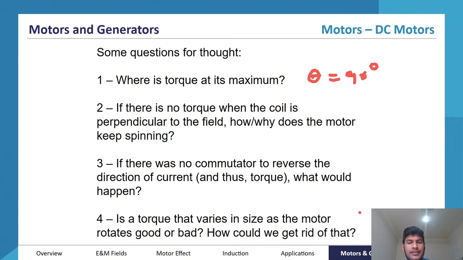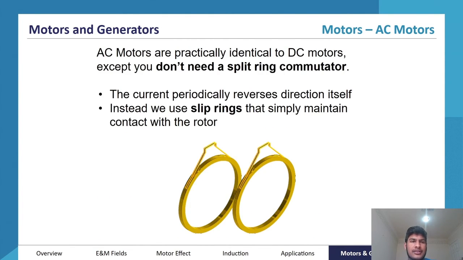So is the torque that varies in size as the motor rotates good or bad, and how do we get rid of that? I'll let you guys think about that. Is it good or bad? Well, if we want to maintain a constant torque or a certain acceleration, we want to try and get a constant torque. How do we get rid of that? Well, we're going to have to think about how we could position the magnetic field in such a way as to maintain a constant torque. Now, that is a bit beyond the syllabus as such, but it's still a good thing to research.